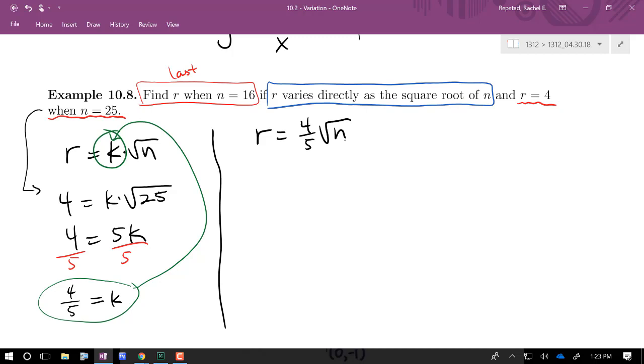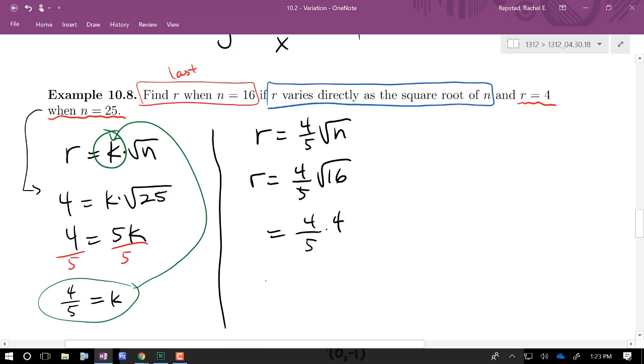Now what do we do? We pop in 16 to the end. All right, there's the excitement I'm after. And now we evaluate. So 4/5 times 4 is 16/5. Huzzah.